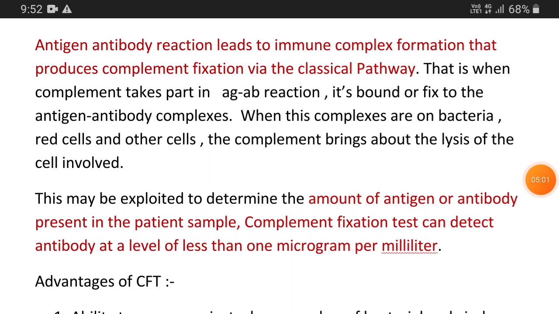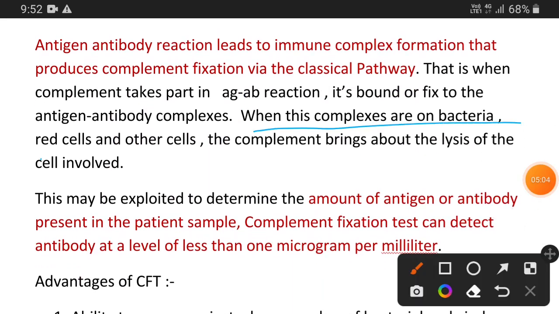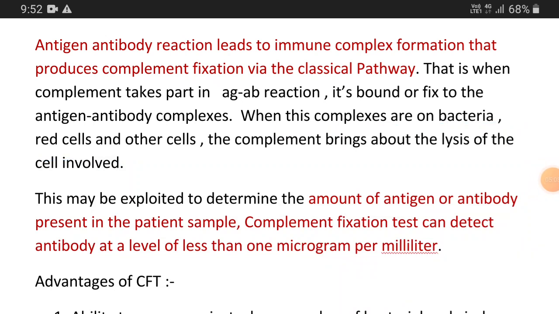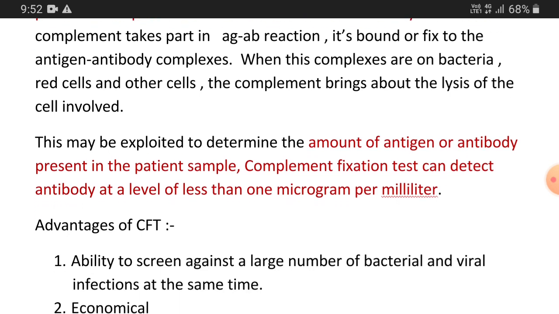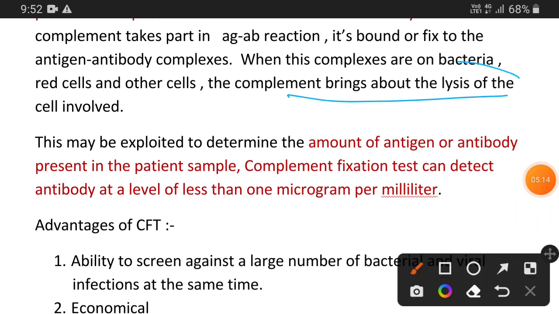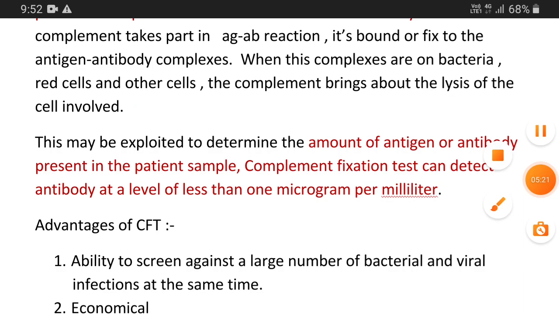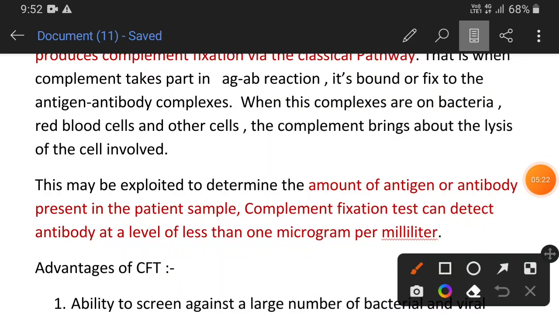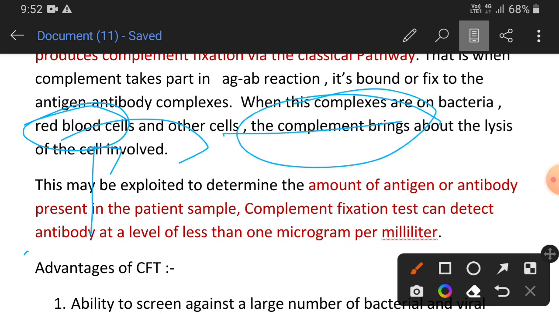So when these complexes are on bacteria or red blood cells, I have just written red here, sorry for that, it will be red blood cell. Now the complement brings about the lysis of the cell involved. So let me change the thing. Now it is right that it is red blood cell. And on other cells, the complement brings about the lysis of the cell involved. This may be explained.